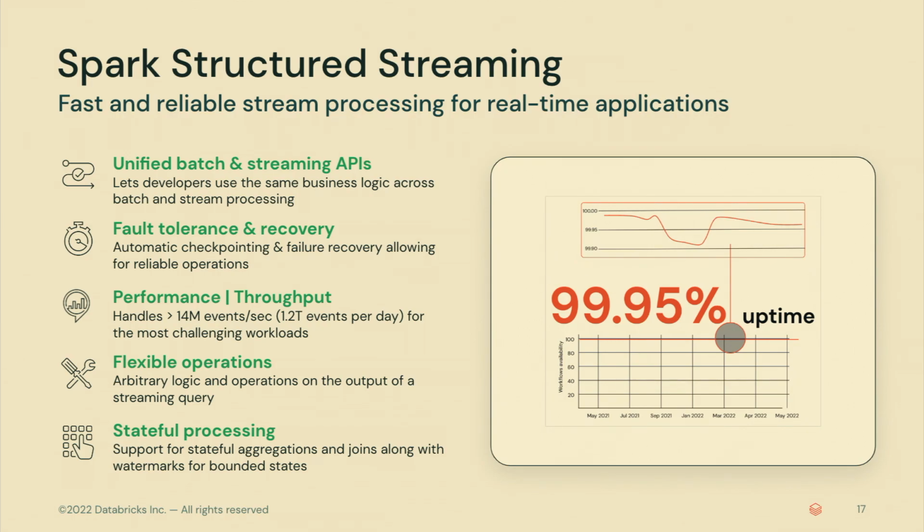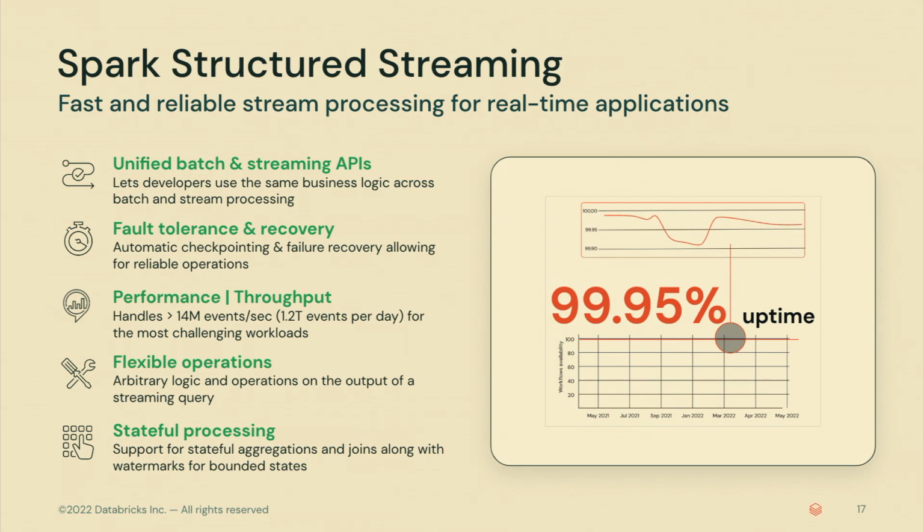So Spark Structured Streaming is a wildly popular open source project trusted by hundreds of thousands of individuals and organizations. It's offered as a managed service on the Databricks Lakehouse with a track record of 99.95% uptime. So again, this unified batch and streaming API automatically also checkpoints state so that if your pipeline fails, it'll restart from the last checkpointed state, which allows for fast recovery and reliable operations.